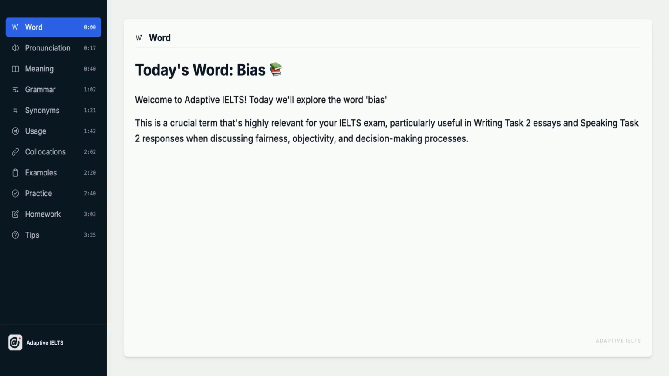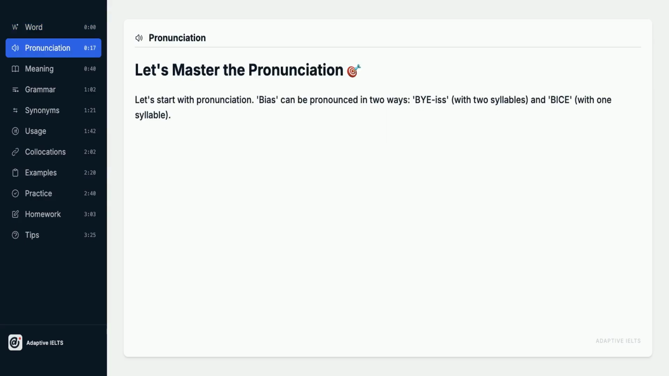Welcome to Adaptive IELTS. Today we'll explore the word bias, a crucial term that's highly relevant for your IELTS exam. This word is particularly useful in writing Task 2 essays and speaking Task 2 responses when discussing fairness, objectivity, and decision-making processes. Let's start with pronunciation.